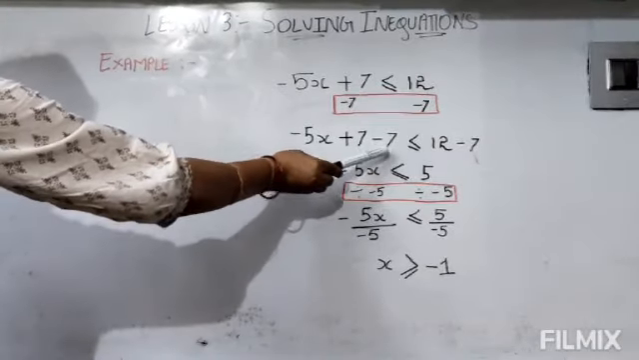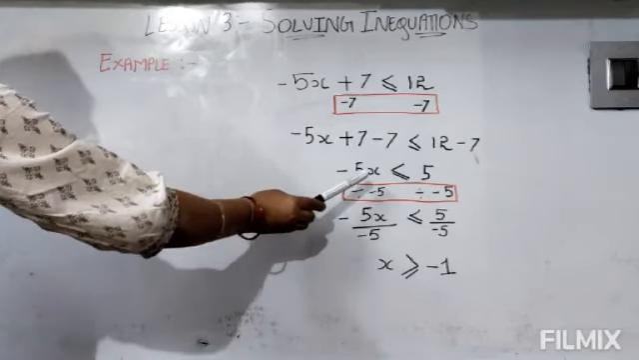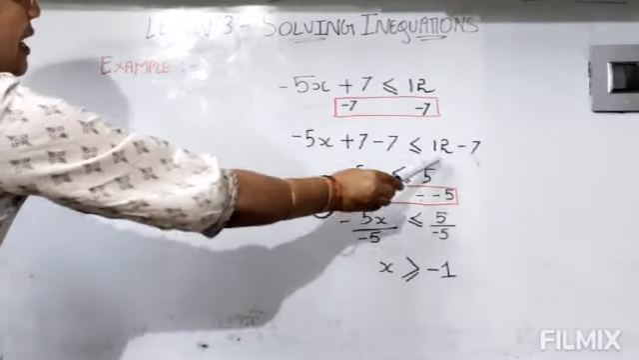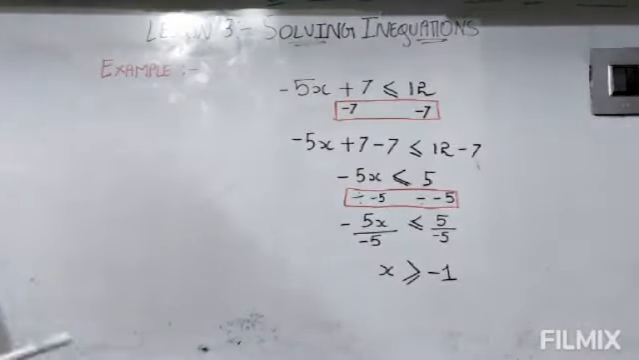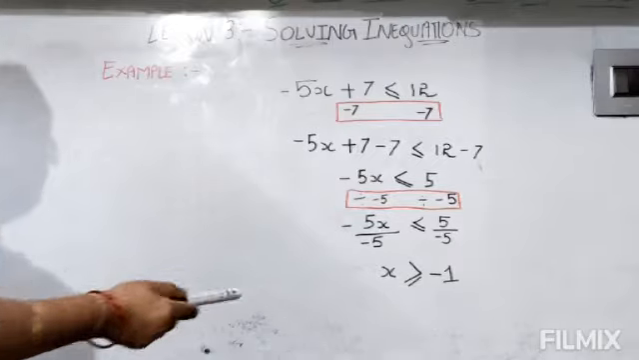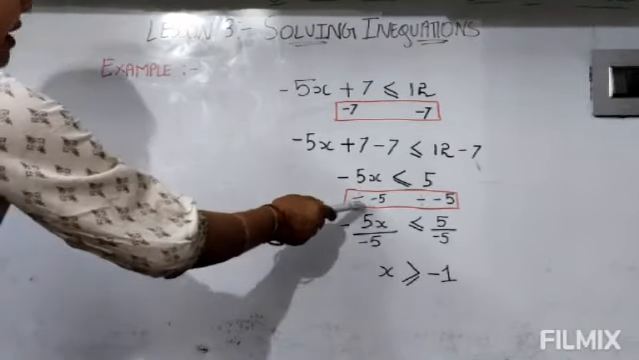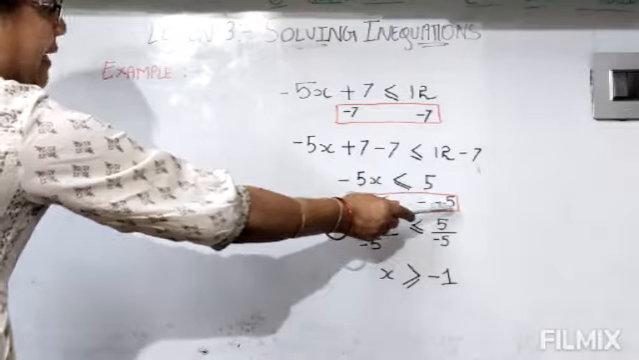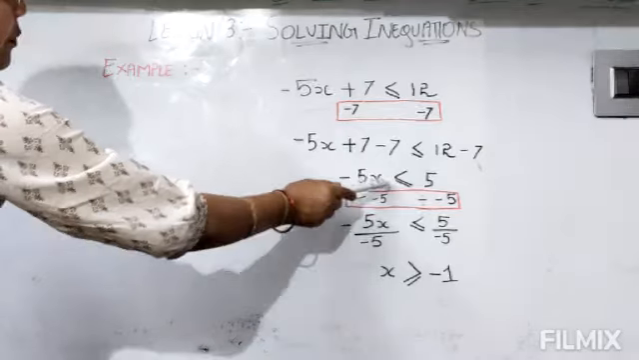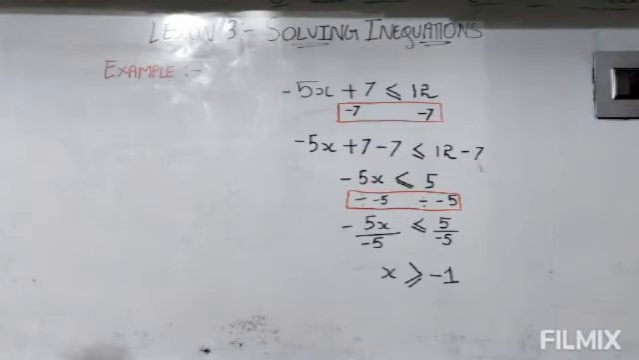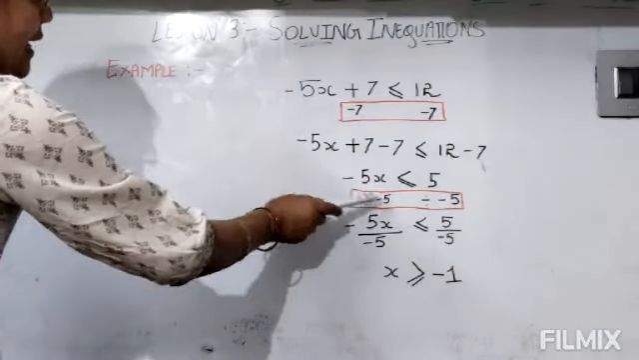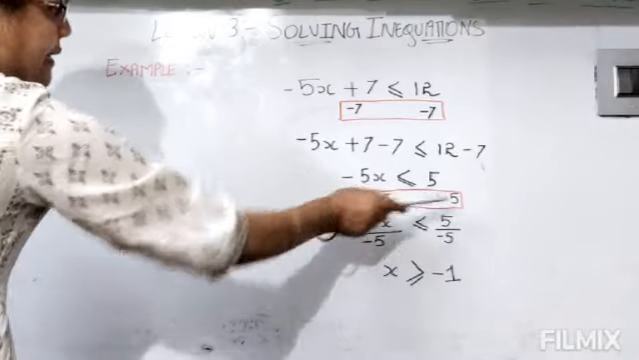So, this and this get cancelled. Minus 5x is lesser than or equal to 5. 12 minus 7 is 5. Now, what you have to do is, this is the multiplication sign, so you have to divide it. Divide by minus 5 on both sides. Because to make the variable positive, you have to divide with a negative number like this.